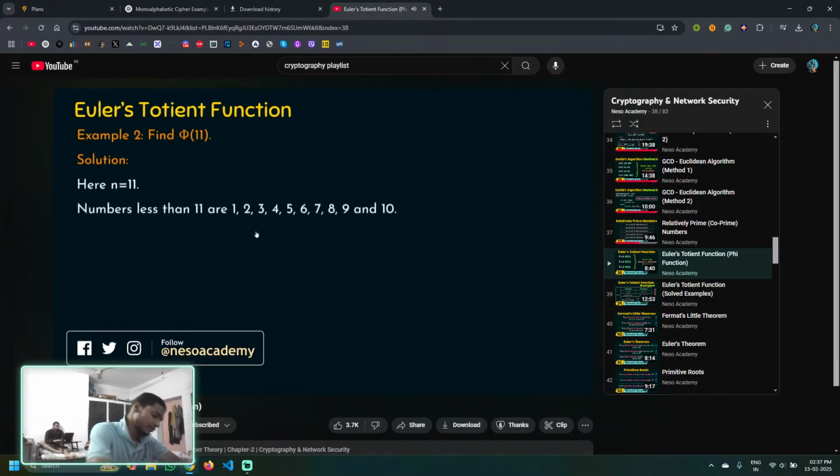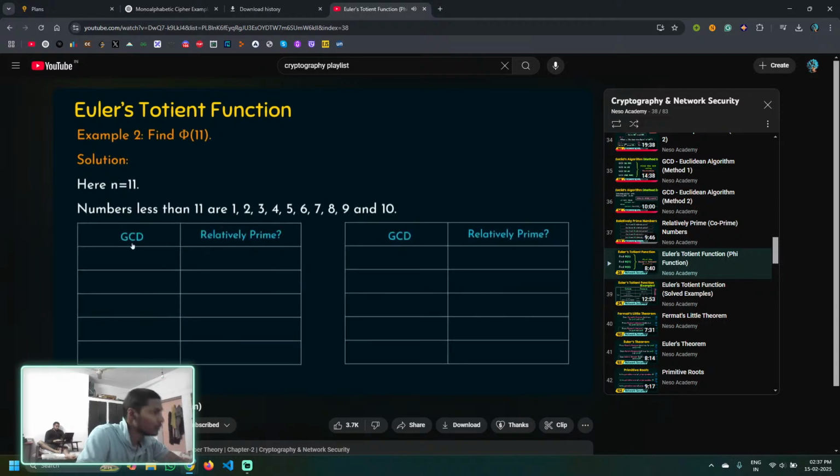So we know the numbers that are less than 11 are 1, 2, 3, 4, 5, 6, 7, 8, 9, and 10. So we are going to find how many numbers in these 10 numbers are relatively prime to 11. So we are going to obviously compute the GCD, right? We are going to compute the GCD of (1, 11), (2, 11) up to (10, 11). So let's see that now.